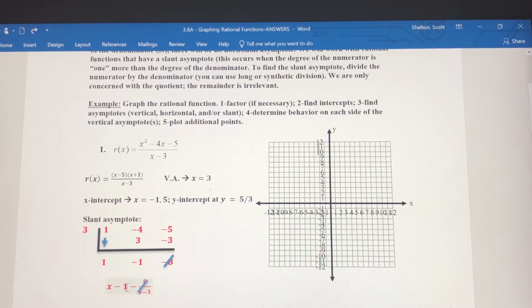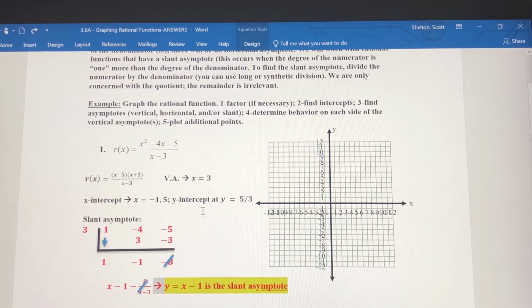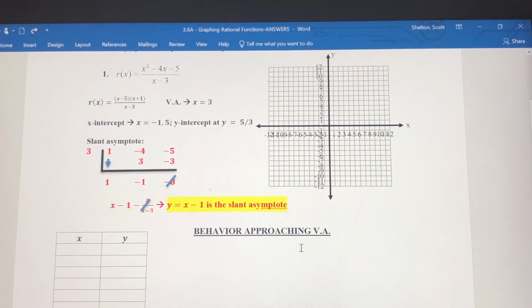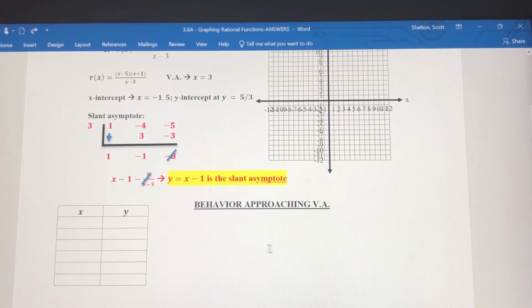So based on this, my equation for my slant asymptote is going to be y equals x minus 1, okay? So you're going to graph your vertical asymptote, you're going to graph this slant asymptote, and then that's going to help us graph this rational function, okay? Just like before, we need to know the behavior approaching the vertical asymptote from both sides, okay?